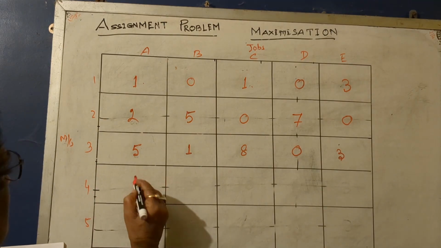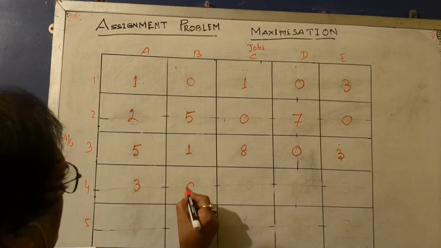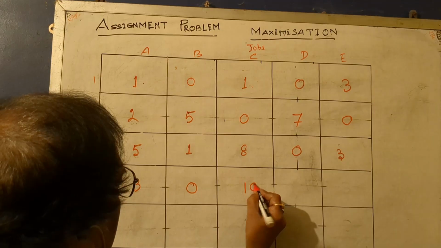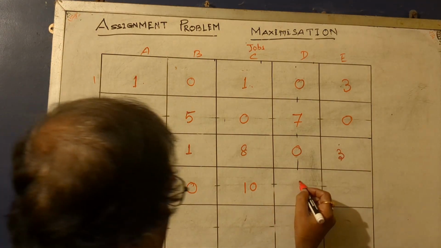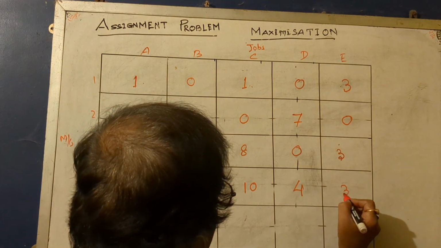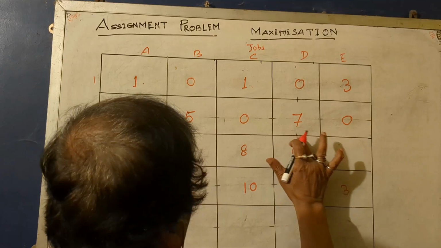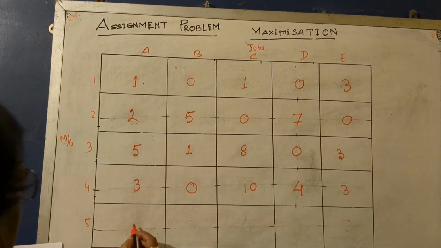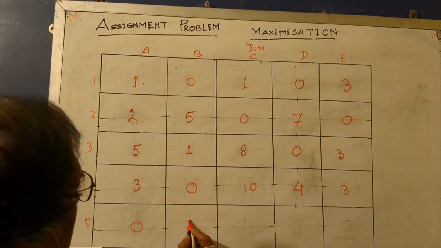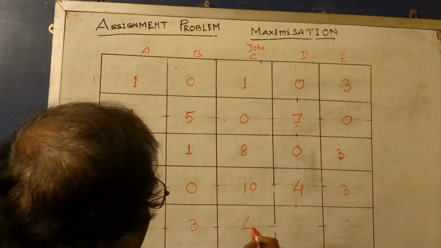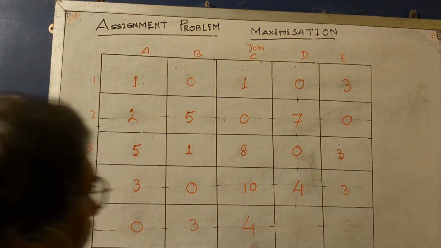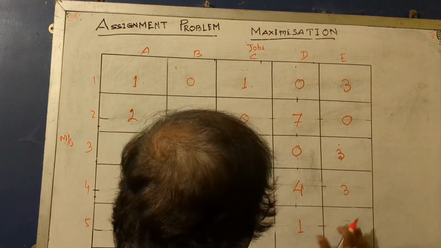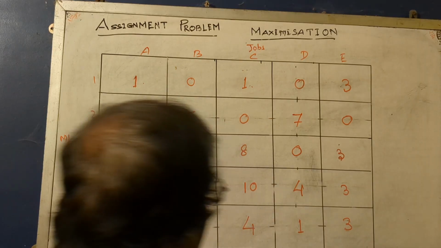3 0 10 4, 3 4 3, 4 3 0, 3 4 0 3 and 4 1, 3 1 and 3. Okay.